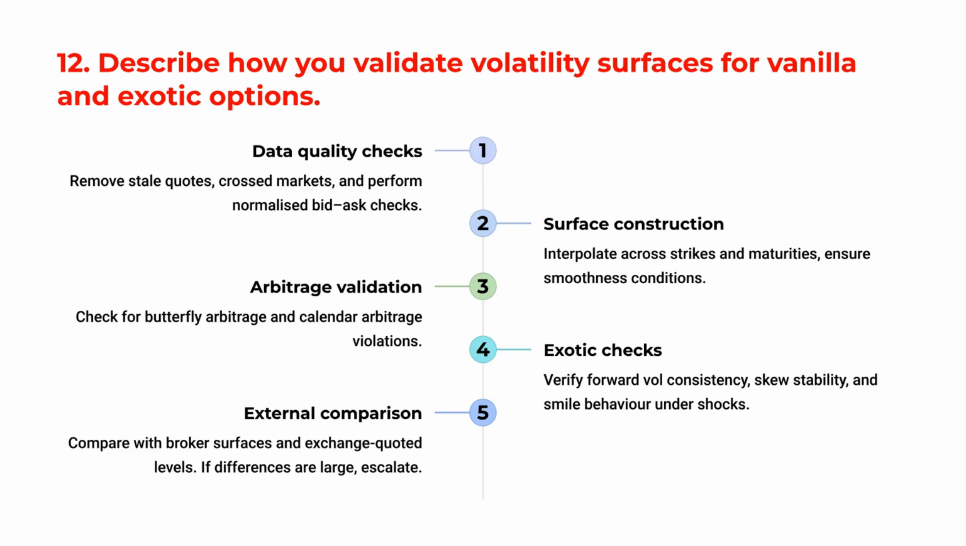Ensure smoothness conditions. You check for arbitrage violations, such as butterfly arbitrage, calendar arbitrage. For exotics, check forward vol consistency, skew stability, smile behavior under shocks. You compare with broker surfaces and exchange quoted levels. If differences are large, escalate.